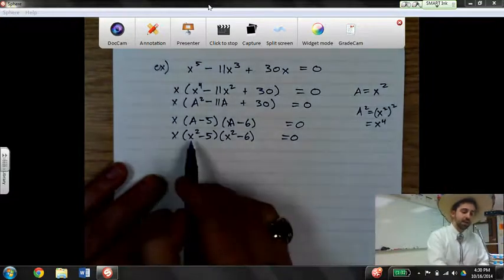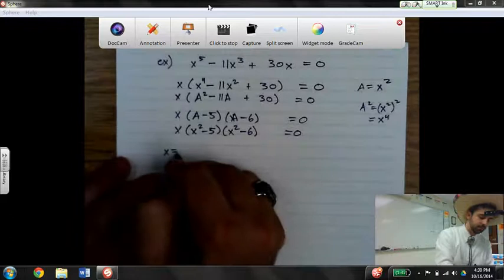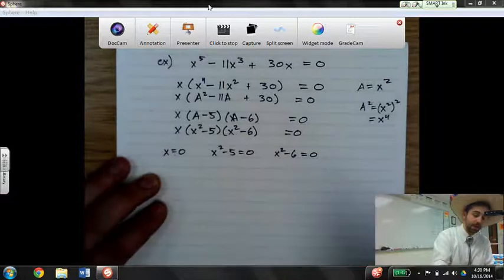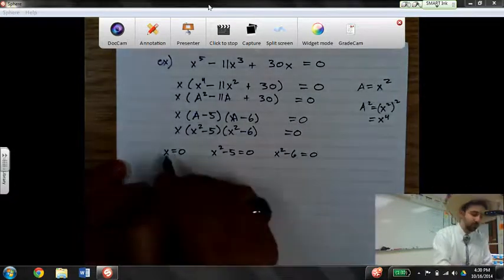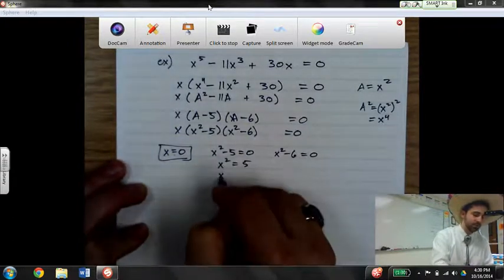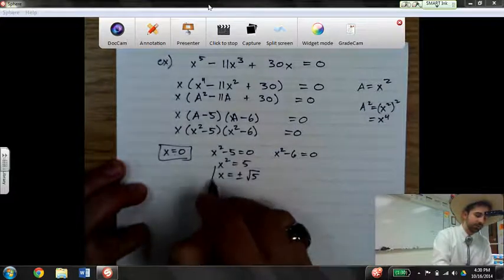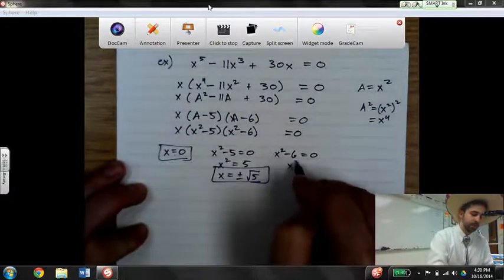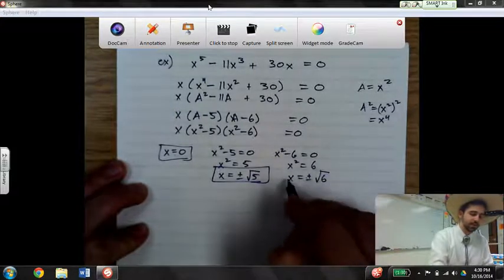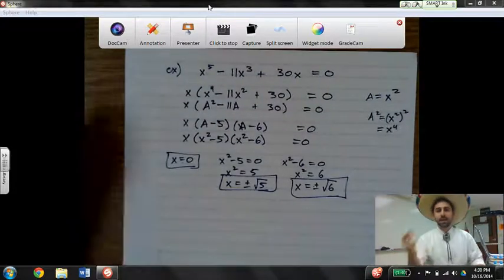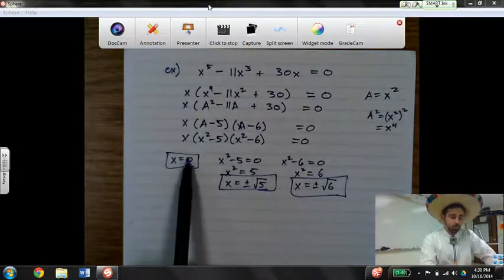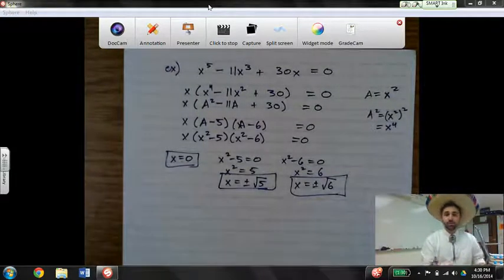And then once again, I set all of these factors equal to 0 and solve. So x equals 0 is already solved, and that's a root. And then I'm left with x squared equals 5. x is equal to plus or minus square root 5. x squared is equal to 6. I add 6 on both sides, and x is equal to plus or minus square root 6. And I'm done with finding all of the roots. Once again, notice a 5th degree polynomial gives me 1, 2, 3, 4, 5 roots.